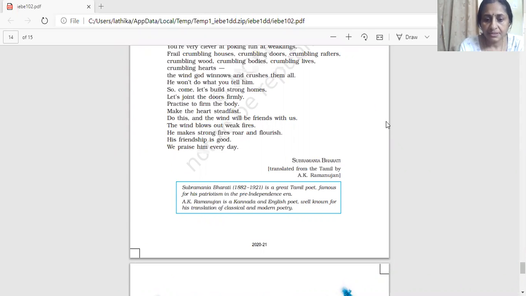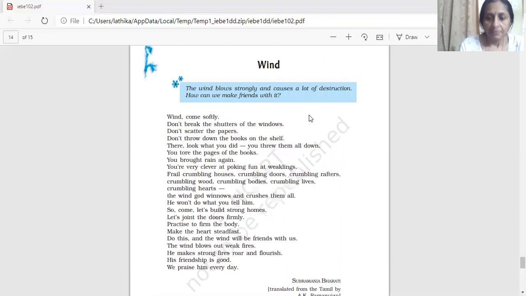Subramanya Bharati is a great Tamil poet, famous for his patriotism in the pre-independence era. A.K. Ramanujan is a Kannada and English poet, well known for his translation of classical and modern poetry. A.K. Ramanujan is the one who has translated it to English. So now we will start reading the poem.